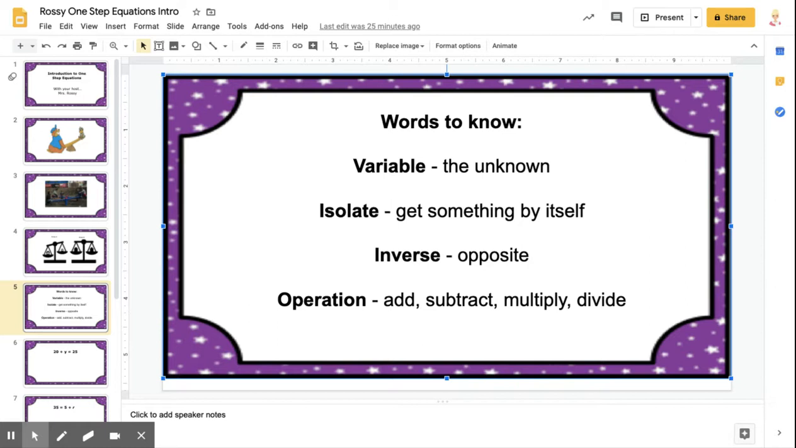The process to do this is using an inverse operation. So here's the word inverse. What does inverse mean? Inverse means the opposite. If I'm talking about the inverse of addition, we're going to be subtracting. If we're talking about the inverse of subtracting, we're going to be adding. And in the next lesson, we're going to work on multiplying and dividing. The last is operation, which tells us what to do. Like I said, today, add and subtract. And you guessed it, multiply and divide in the next lesson. So let's get started.